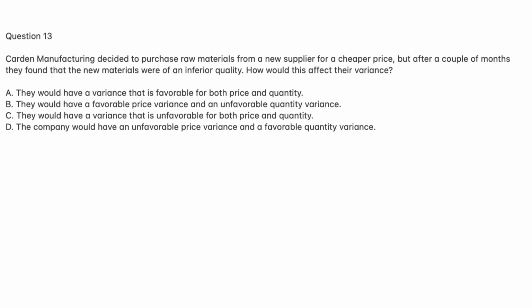Question 13. Carton Manufacturing decided to purchase raw materials from a new supplier for a cheaper price, but after a couple of months they found that the new materials were of an inferior quality. How would this affect their variance? A. They would have a variance that is favorable for both price and quantity. B. They would have a favorable price variance and an unfavorable quantity variance. C. They would have a variance that is unfavorable for both price and quantity. D. The company would have an unfavorable price variance and a favorable quantity variance.